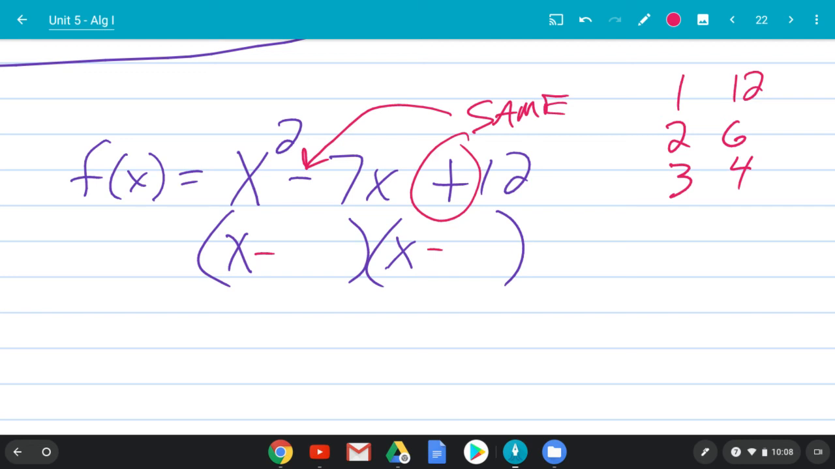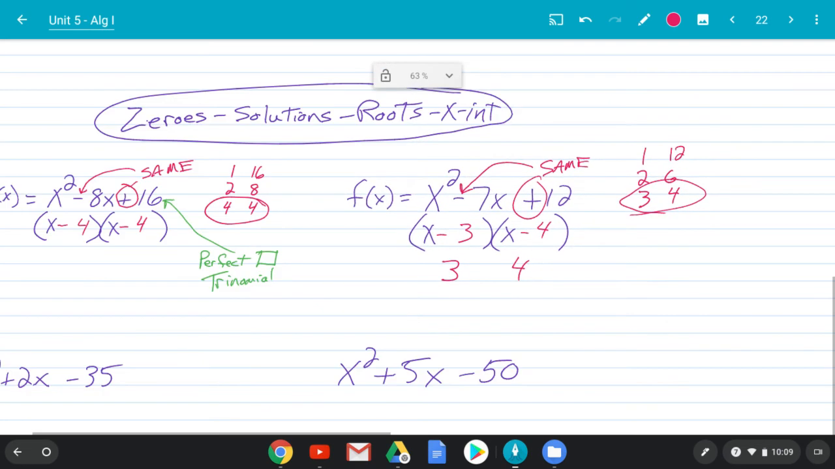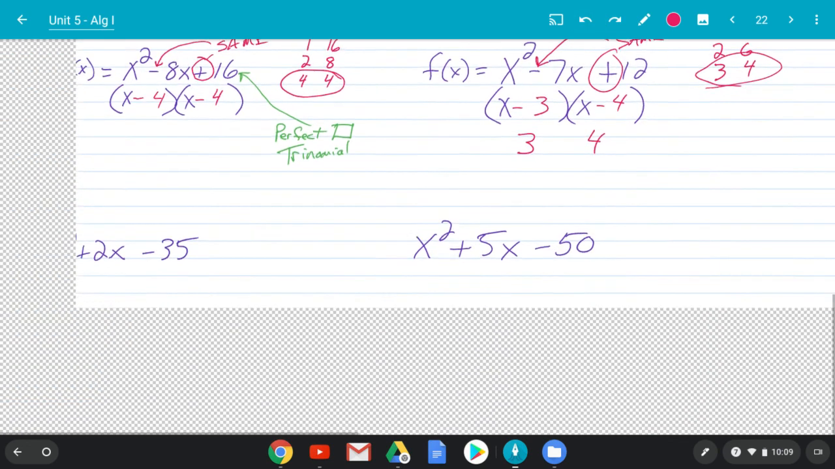So now I have my factors listed. Is there any of those that come together to give me a 7? 3 and 4. And I'm factored. Now let me ask you, what are my solutions? What are my zeros? They are 3 and 4. Remember, we take the opposite of what's in there. Do you remember that? We talked about that in the past. Good. Let's try another one.